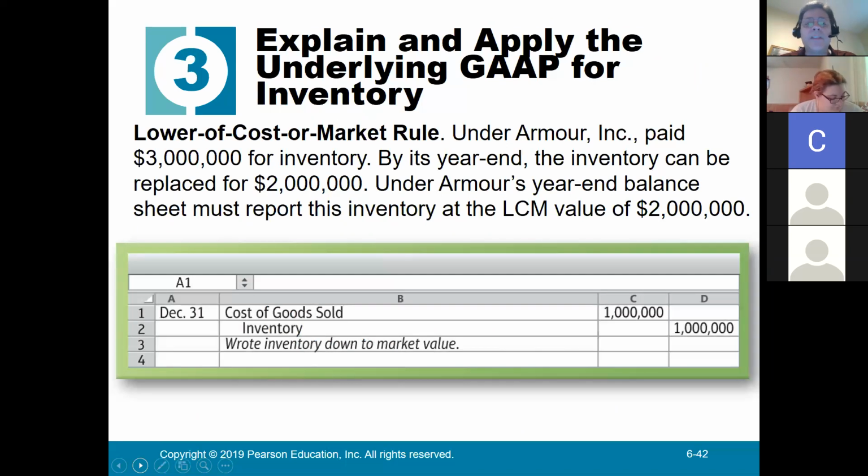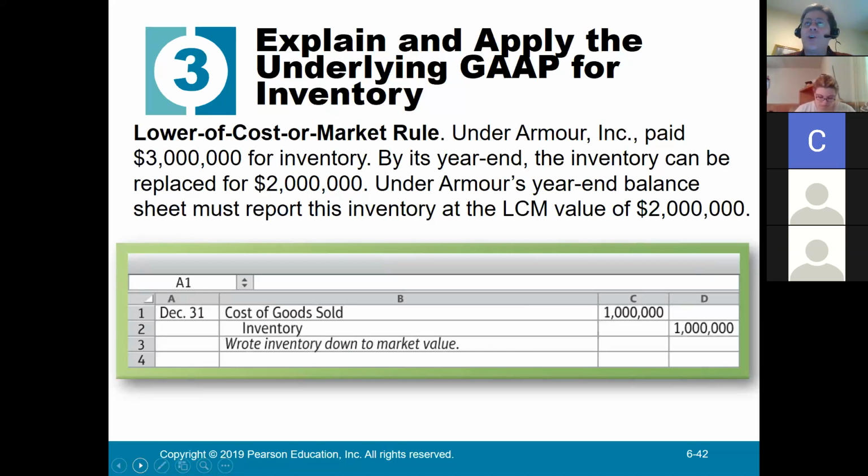So, for example, this is a very broad example. We paid $3 million for inventory. That's its original cost. But at the end of the year, the inventory could be sold for $2 million. The year-end balance sheet must report this inventory at the $2 million, the lower of those two.